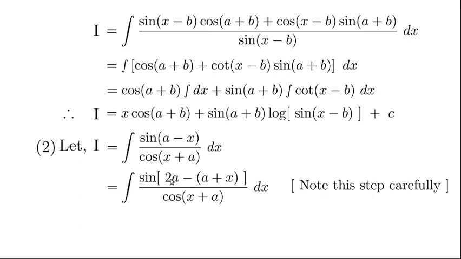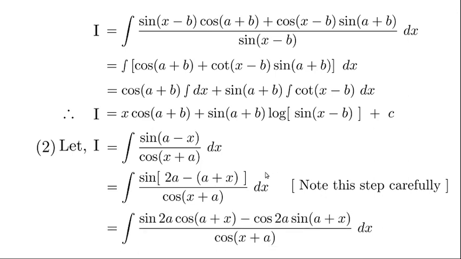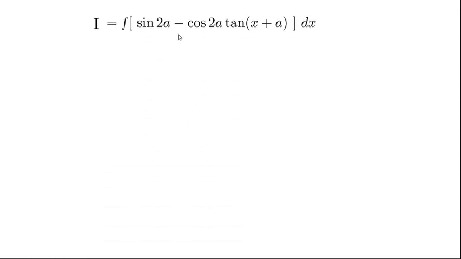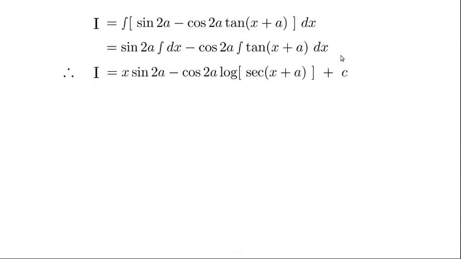And now this is sin(A − B) form, sin(A − B) = sin A cos B − cos A sin B, and now separately divide. When you divide, this term gets cancelled and it becomes a tan, so we get I equal to integration of sin 2a − cos 2a tan(x + a) dx. Now take separate integration, that means this integration gets in, this is a constant part, it goes out, integration of dx, and here this is constant, integration of tan(x + a) dx, and therefore we get the result as x sin 2a − cos 2a log sec(x + a) + c.